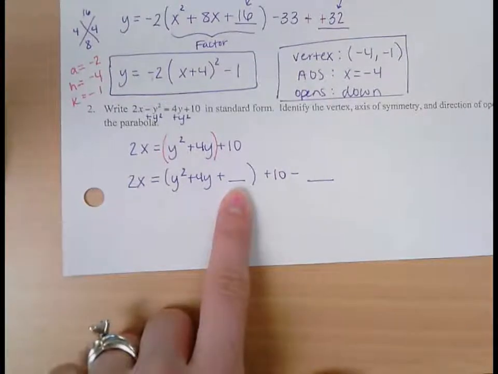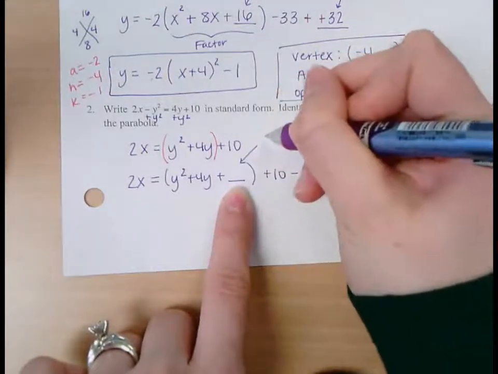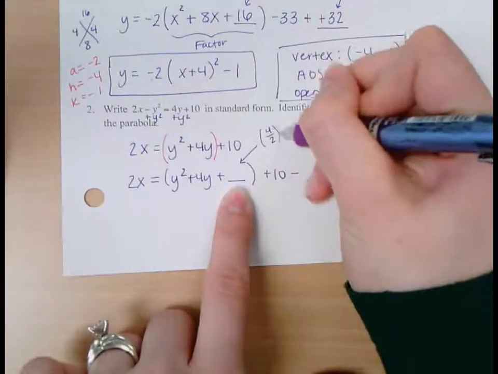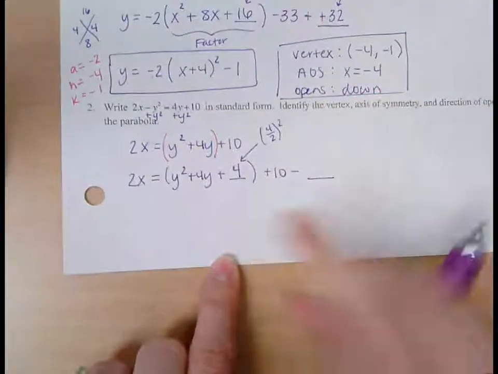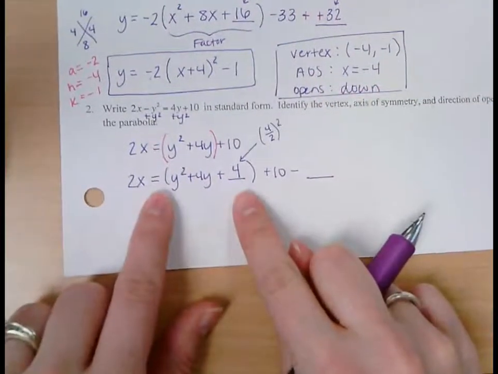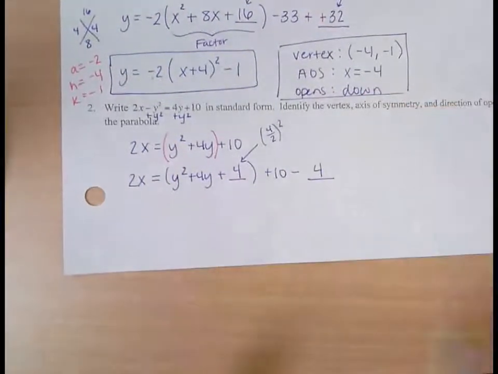And then whatever number I add here, I'm going to have to subtract on the outside. So what number would I be adding here to complete the square? 4, yes. So I'd have 4 divided by 2 squared, which is 2 squared, which is 4. And then I don't have any number in front to multiply it by, so if I'm adding 4 here, I'm subtracting 4 on the outside.